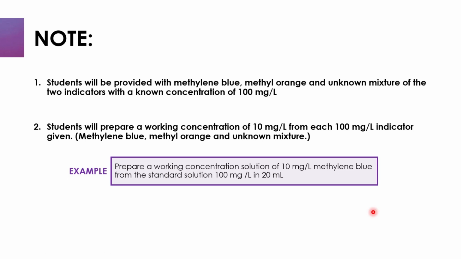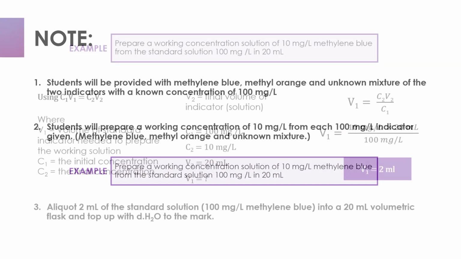First, students will be provided with methylene blue, methyl orange, and the unknown mixture of the two indicators with a known concentration of 100 milligrams per liter. And two, students will be required to prepare a working concentration of 10 milligrams per liter from each 100 milligrams per liter indicator given. And this happens to be the methylene blue, the methyl orange, and the unknown mixture.